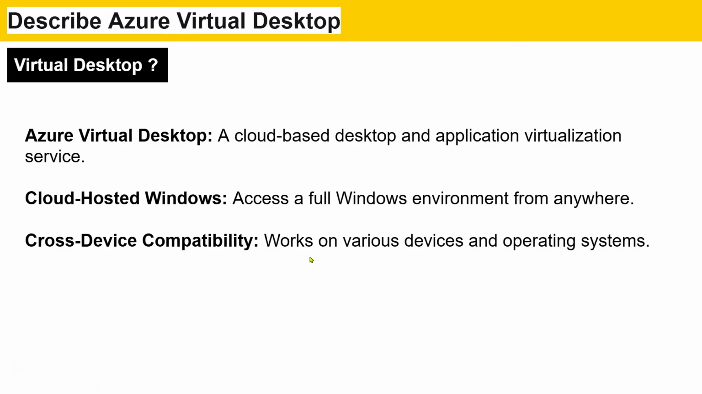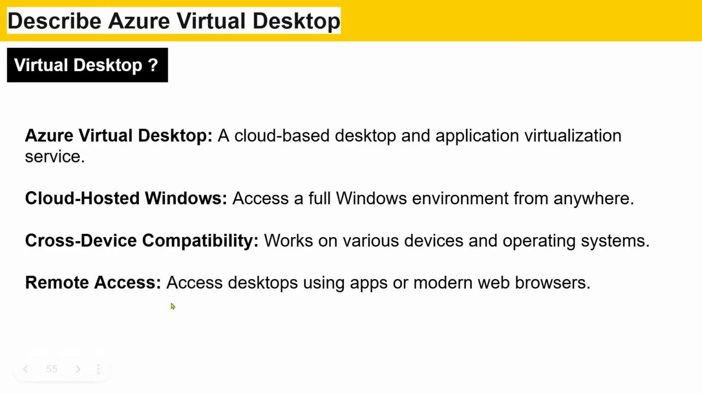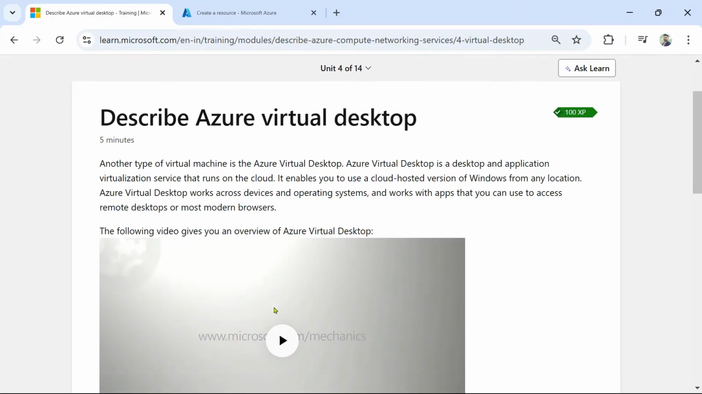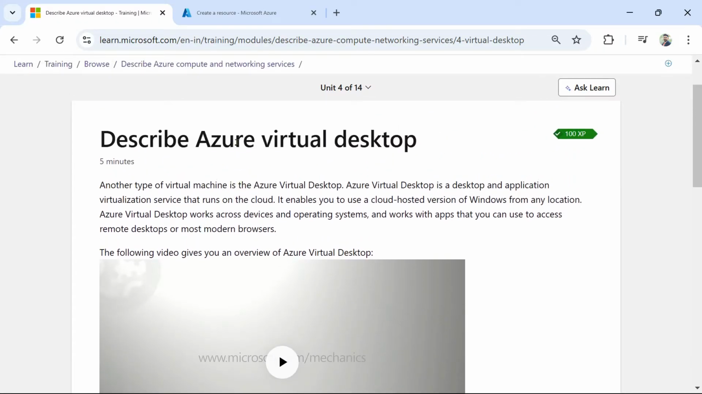Cross device compatibility. It doesn't matter what kind of device or operating system is running. For example, I might have a Mac operating system laptop, somebody might have a Linux based one, somebody a Windows based one. Doesn't matter what device or operating system I have, I can simply access it through the browser or by installing certain applications. So cross device compatibility works on various devices and operating systems. Access desktops using apps or modern web browsers. Using a browser or an app, I can simply access the desktop. I would also recommend you to watch this video on Azure Virtual Desktop.